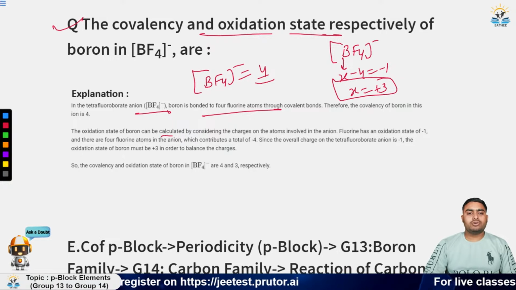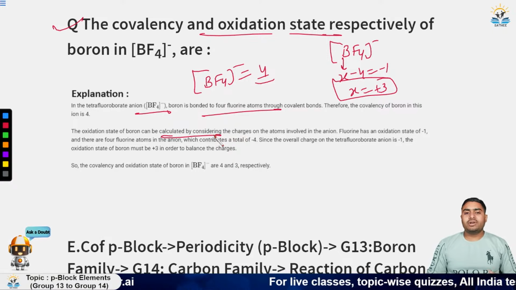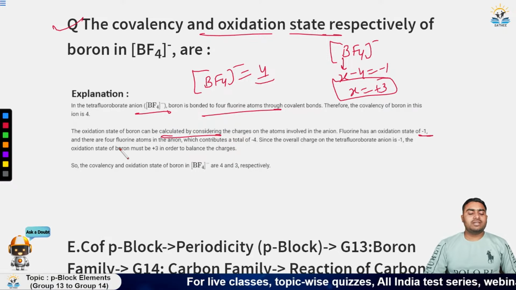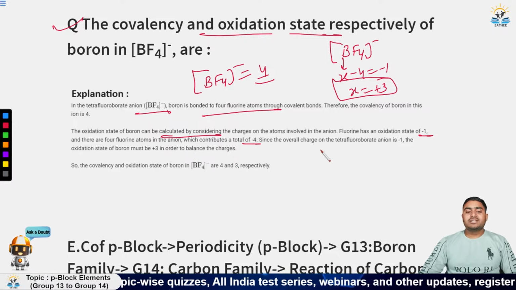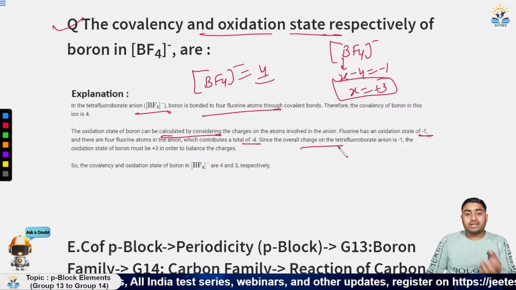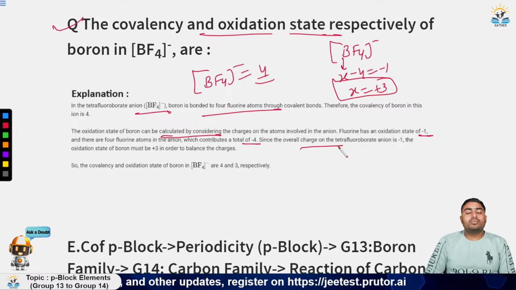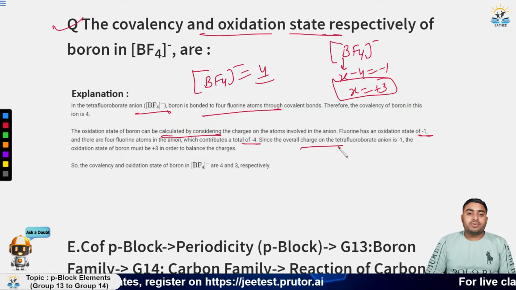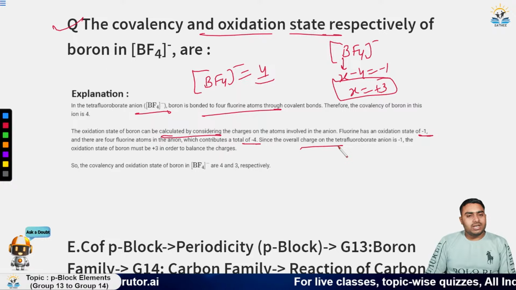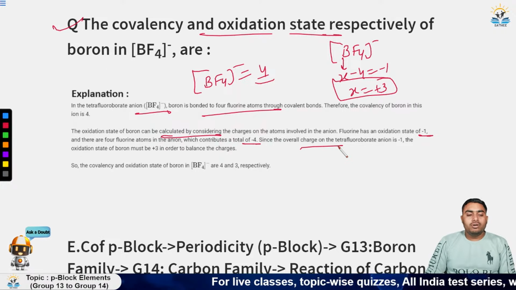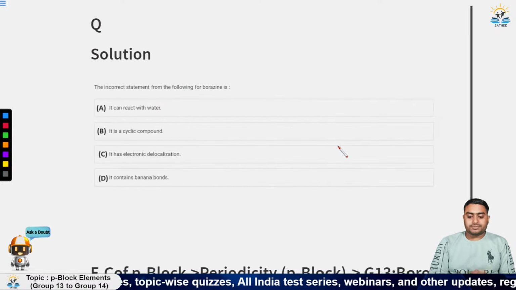So you can see the oxidation state of boron can be calculated by considering the charges on the atoms involved in the anion. Fluorine has an oxidation state of -1 and there are 4 fluorine atoms in the anion, which contributes a total of -4 charge. Since the overall charge on the tetrafluoroborate anion is -1, the oxidation state of boron must be +3 in order to balance the charges. So the covalency is 4 and the oxidation state is 3 for BF4 negative. Okay, let's move to the next question.